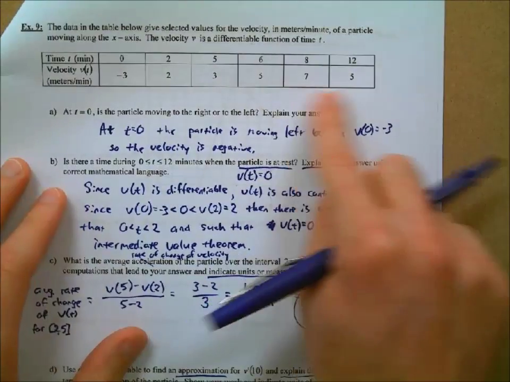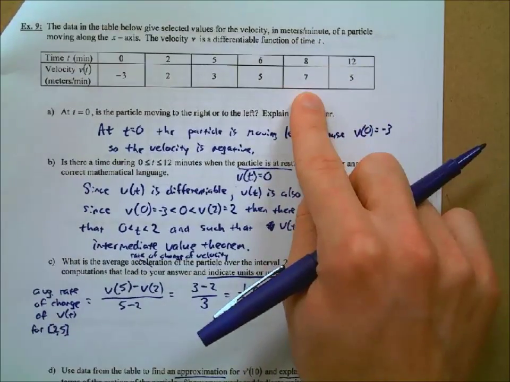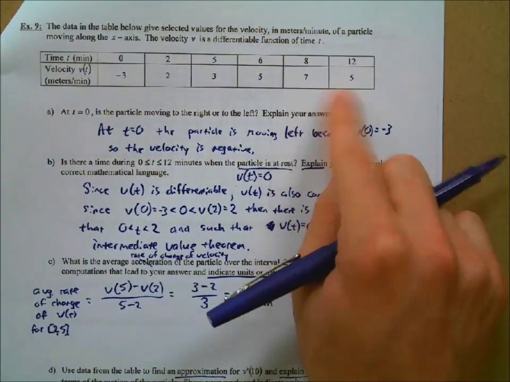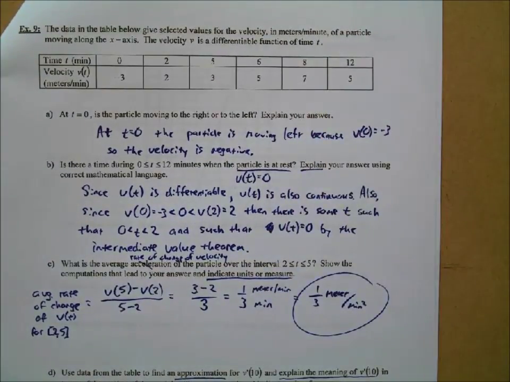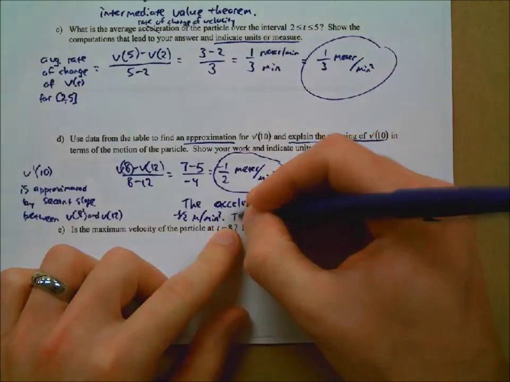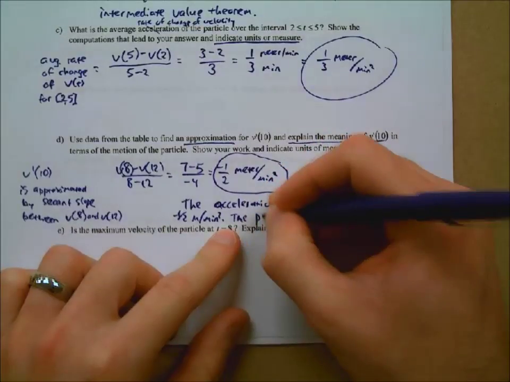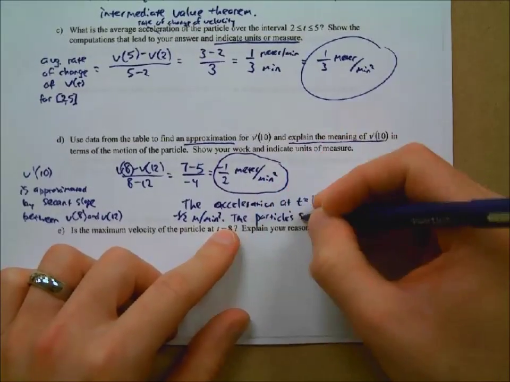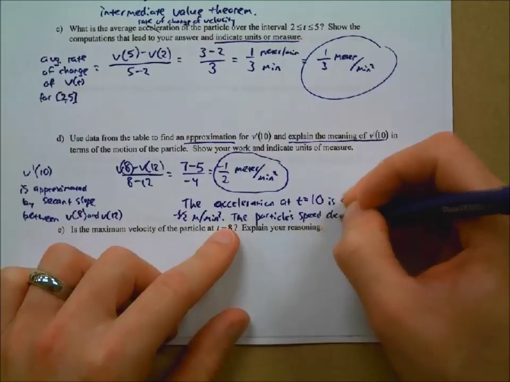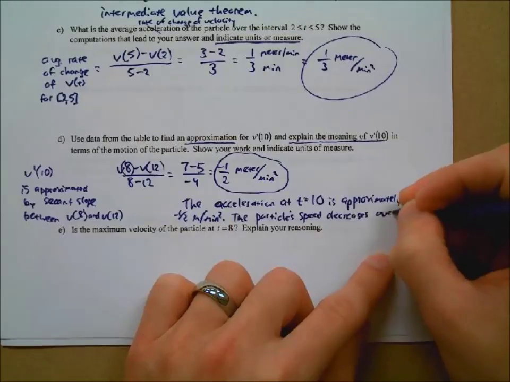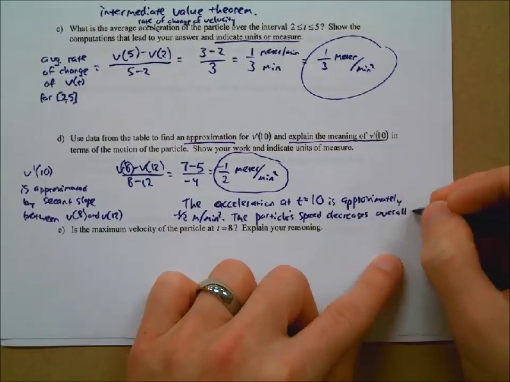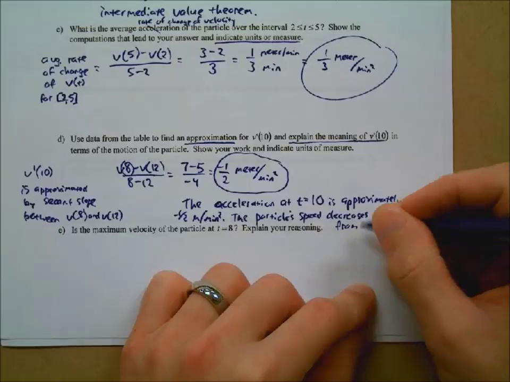But Mr. Whitmire, what's the sign of velocity? Well, our velocity here goes from 7 to 5, so we can even see the decrease in speed there, but they're positive, right? By the intermediate value theorem here, well, we're going to hit every value between. I guess it could go negative potentially there, but it looks like we are slowing down, okay? So the particle speed decreases overall from, what is it, t equals 8 to t equals 12 minutes.